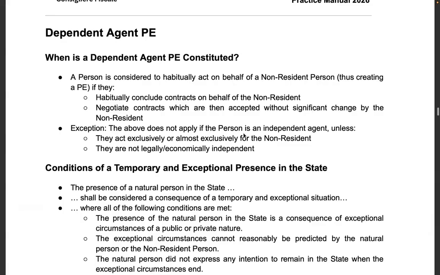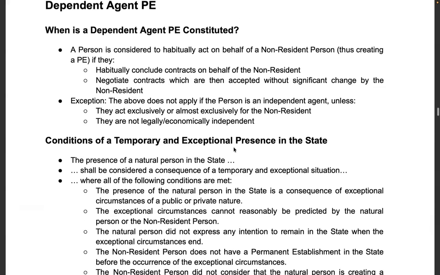Exception: the above does not apply if the person is an independent agent. So there can be another scenario where I am not dependent on that company in Dubai, and I do multiple works. That makes me an independent person. The situation for dependency is when they act exclusively or almost exclusively for the non-resident person. That's the concept of a dependent agent. They are not legally or economically independent. If these things are there, then the person will no longer be an independent person.